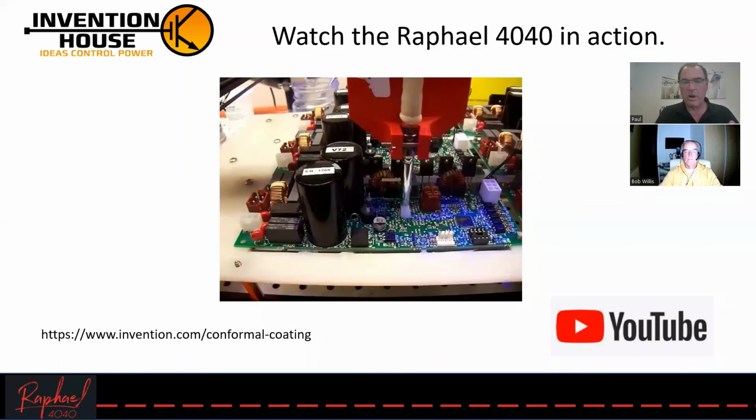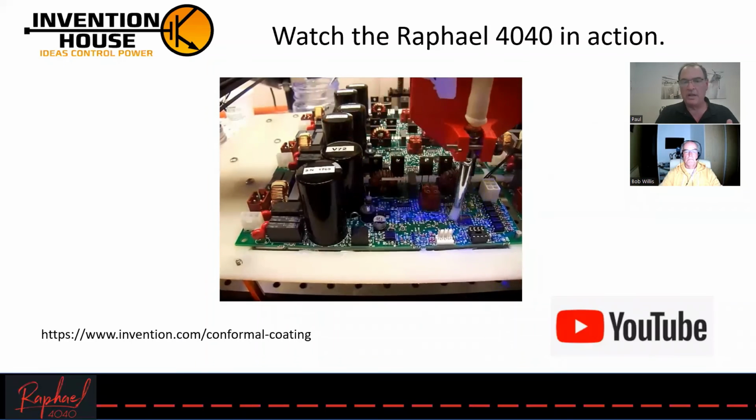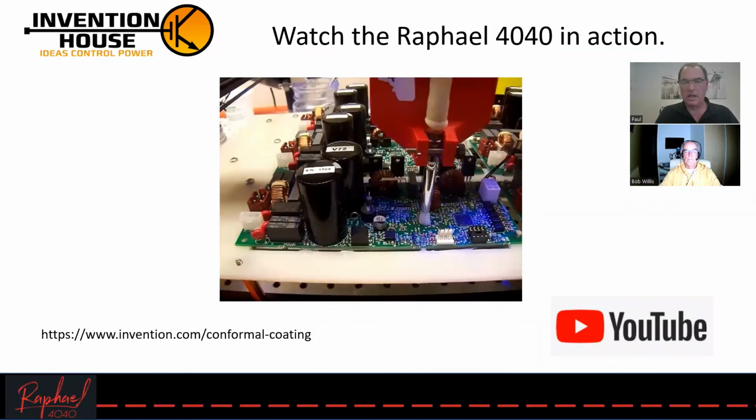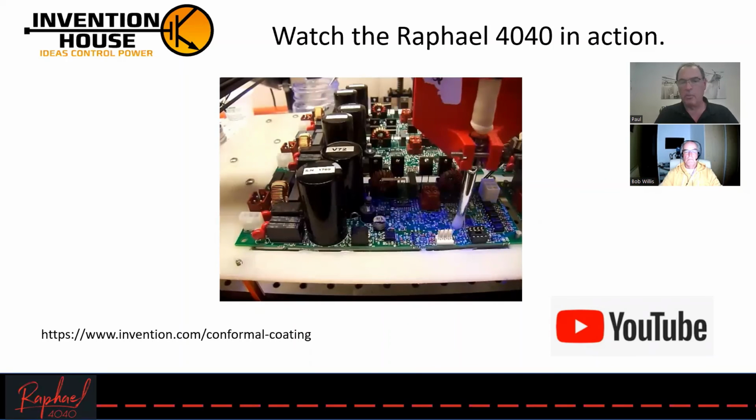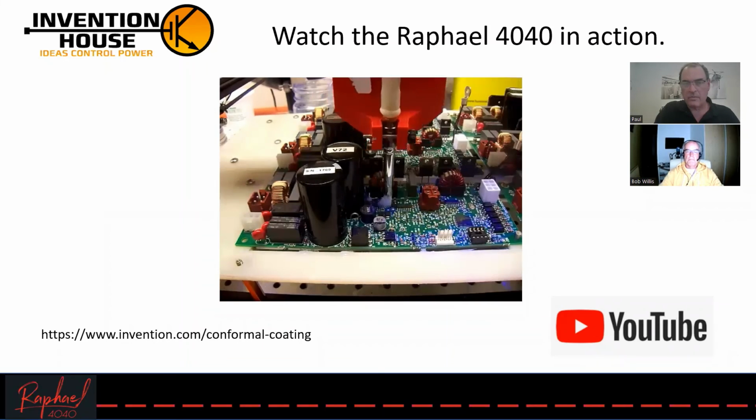What we're doing is replicating what a human might do with a brush in their hand. This is ideal for low volume situations, boards with a lot of connectors and things like that that need to be coated. And this is not the full coating of this board, it's just a partial coating so that you can see what it does.